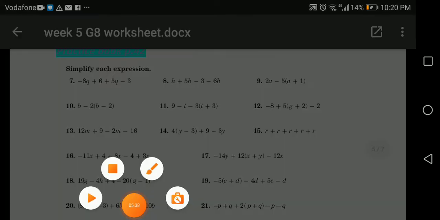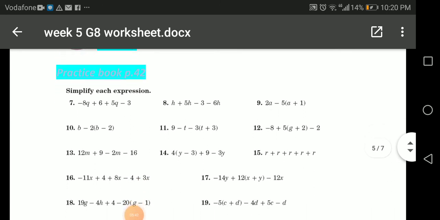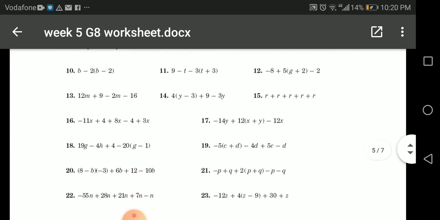Okay, let's continue. Guys, this is your practice book, page 42. Please do it as homework. It's easy, like what we have solved now.